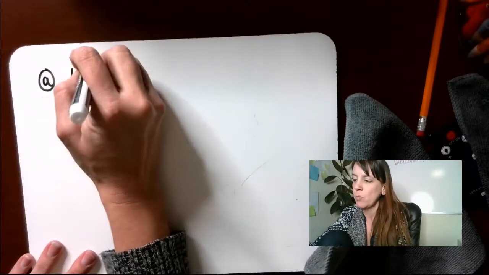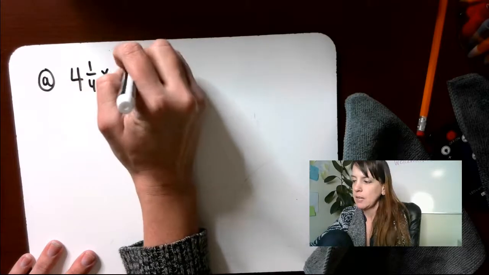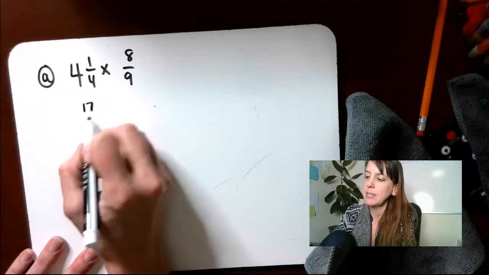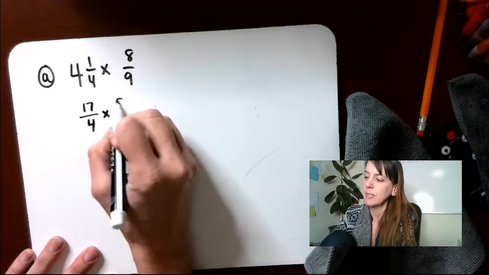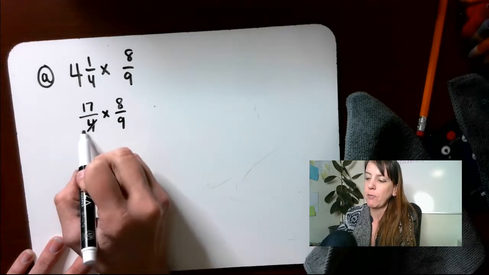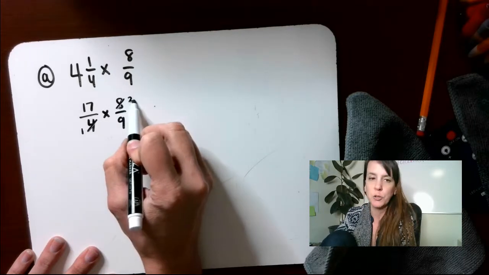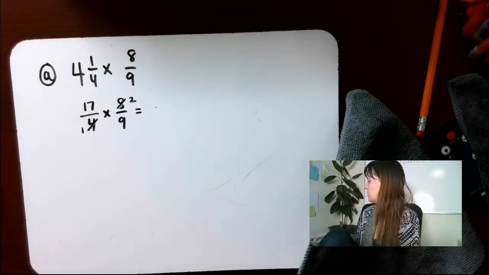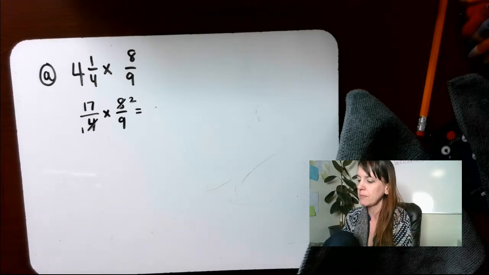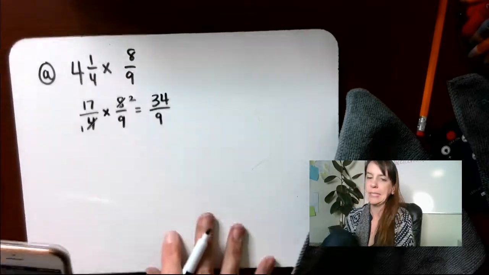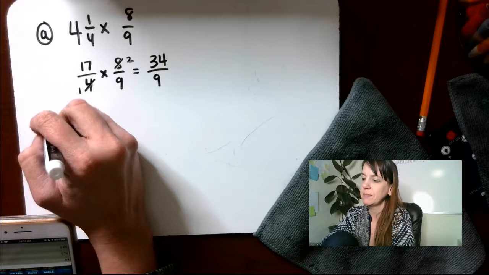All right, 4 1/4 times 8 over 9. So this times this is 16 plus 1 more is 17 over 4 times 8 over 9. This divided by 4 gives me 1. Divide this by 4, I get 2, right? So I can't cancel anything else out. So 17 times 2 is 34 over 9. That's as good as it gets.